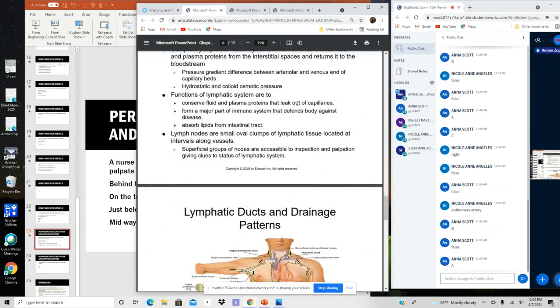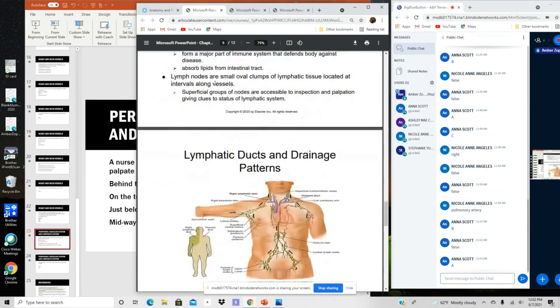Okay, and again, the functions of the lymphatic system are to conserve fluid and plasma proteins that leak out of the capillaries. They form a major part of the immune system that defend the body against disease and absorbs fluids from the intestinal tract. The lymph nodes are small oval clumps of lymphatic tissue located at intervals along the vessels. The superficial groups of nodes are accessible to inspection and palpation, giving clues to status of the lymphatic system.